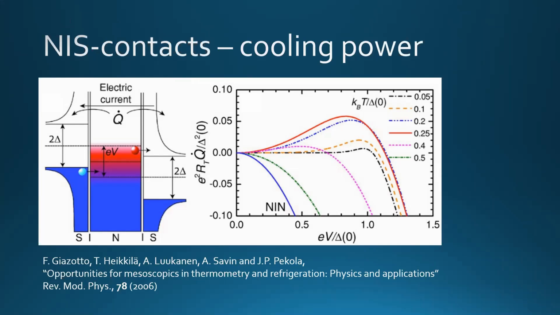And so we create a non-equilibrium distribution, which effectively acts as a lower effective temperature of the normal metal. Applying a bit different voltage, we can heat, so increase this temperature. For example, on the plot, you can see how the cooling power of this NIS contact depends on the applied voltage.